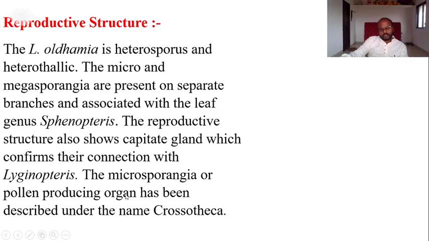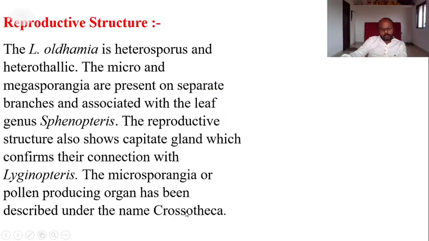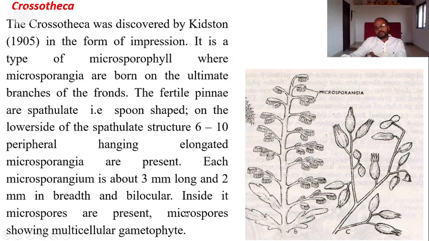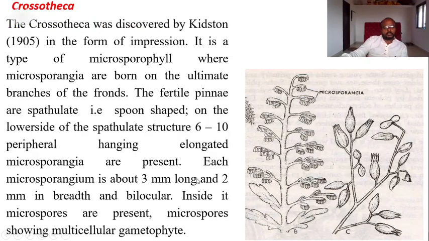The microsporangia, or the pollen producing organ, have been described under the generic name Crossotheca, and the megaspore bearing organ is described under the generic name Lagenostoma lomaxi. First we go with Crossotheca, that is the microsporophyll of Lyginopteris. Crossotheca was discovered by Kidston in 1905 in the form of an impression type of fossil. So here this is the branch, we call it Crossotheca. It is an impression type of fossil.